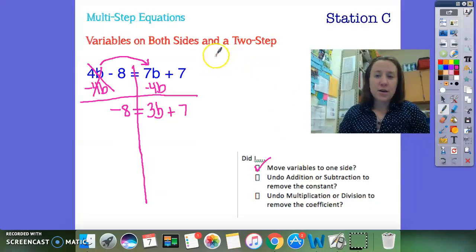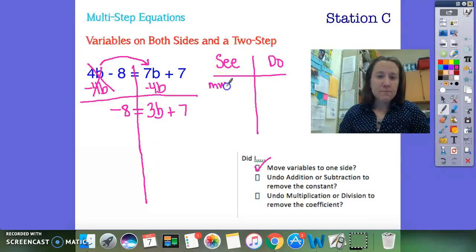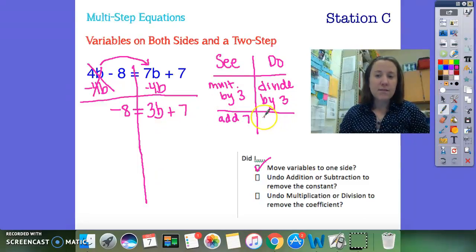And I'm going to use the what I see, what I will do strategy again. Looking at the math that I see, b was multiplied by 3, and so I know when I solve it, I'll need to divide by 3. That is the opposite of multiplying by 3. I also see that we added 7, and so when I solve this equation, I will subtract 7. And just like we've done in every other two-step equation, we start with addition or subtraction and then finish with multiplication or division.